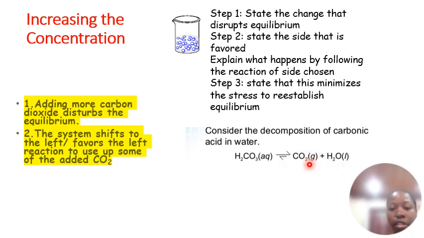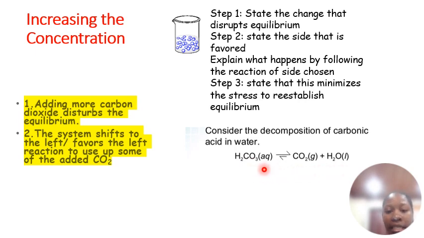Look at it. See, H2CO3, carbon dioxide is not being produced in this left reaction, also known as the backward reaction. Carbon dioxide is not being produced here. What is being produced? Carbonic acid. Okay, so now my next thing is explain what happens by following the reaction. So I'm following the reaction. This is the backward reaction here, the left reaction. Water and carbon dioxide is going to be broken down to give you carbonic acid. Okay, so carbon dioxide is being used up.